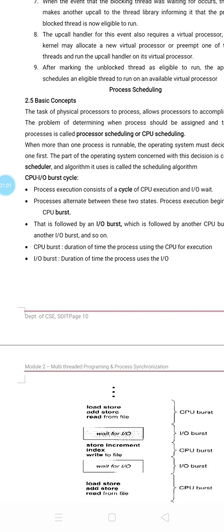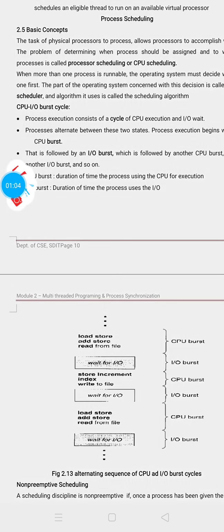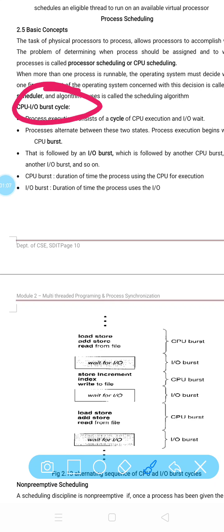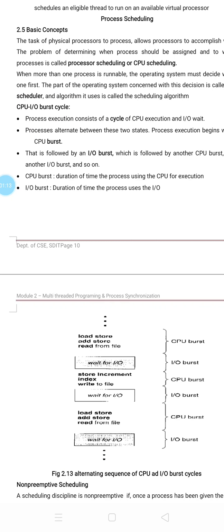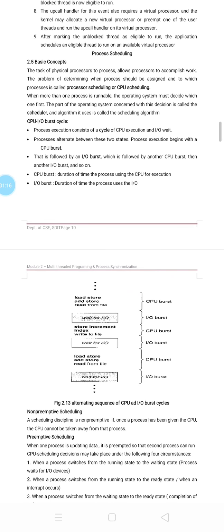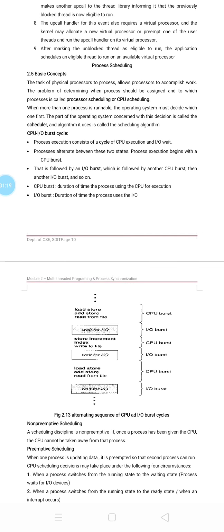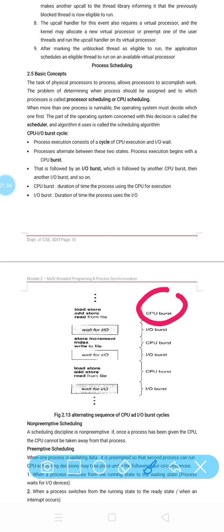When you say processes, they consist of CPU and IO bursts. Process execution consists of a cycle of CPU execution and IO burst. The process can do CPU related jobs as well as input output related jobs, and processes alternate between these two states. Process execution begins with a CPU burst. In the beginning it will be performing CPU related jobs, followed by IO related jobs, followed by CPU, IO, and so on.